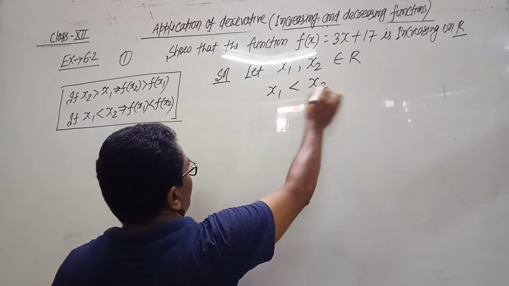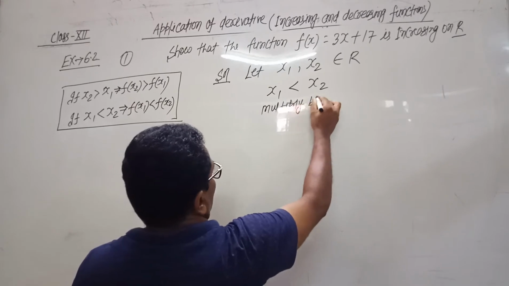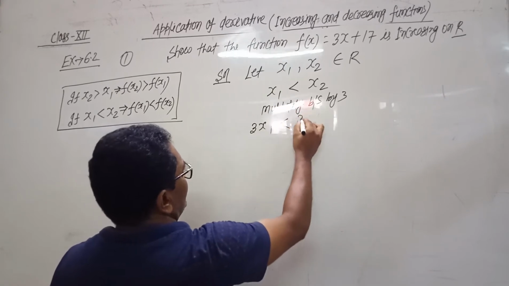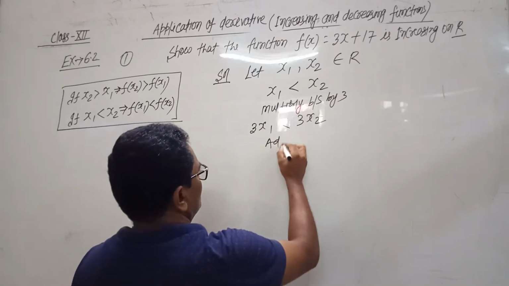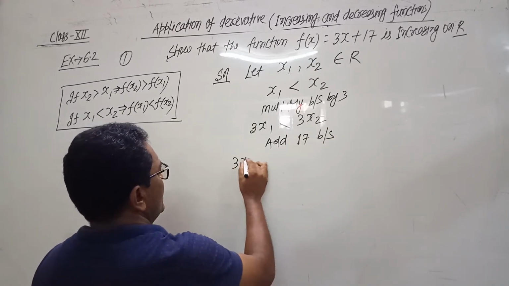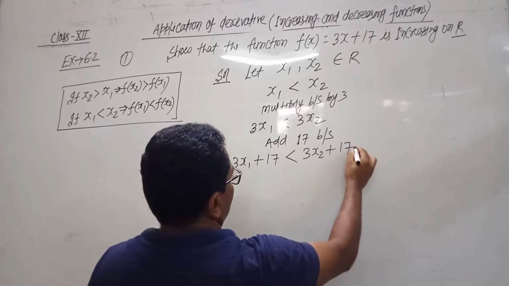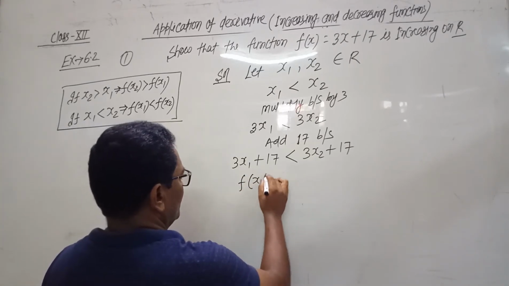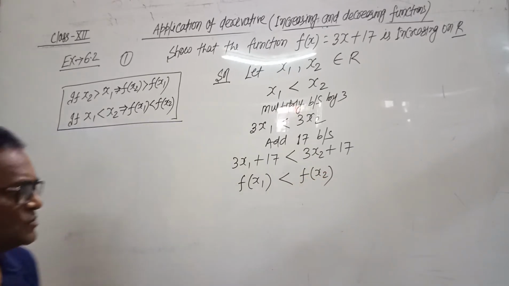Then multiply both sides by 3. So we get 3x1 is less than 3x2. Now add 17 to both sides. So we get 3x1 plus 17 is less than 3x2 plus 17, and 3x1 plus 17 is written as f of x1, and 3x2 plus 17 is written as f of x2.